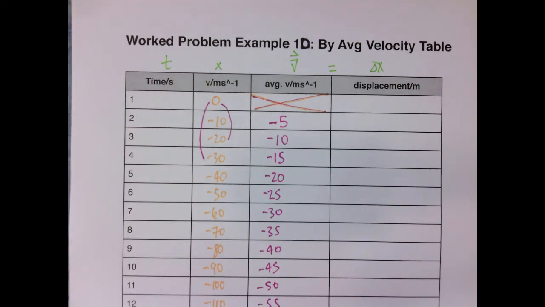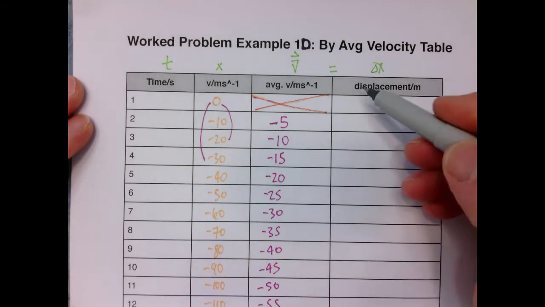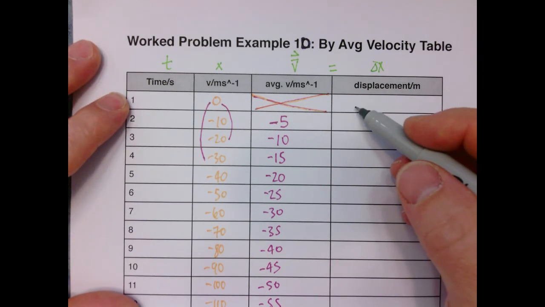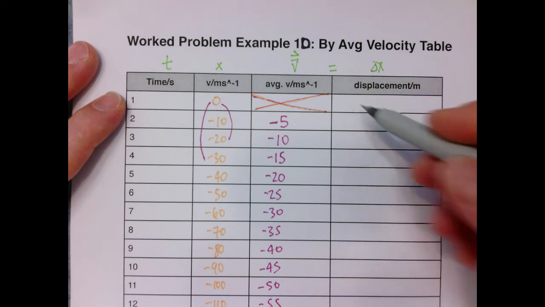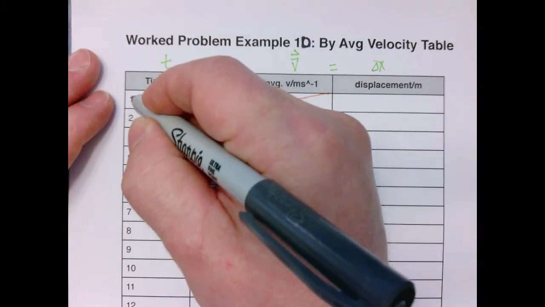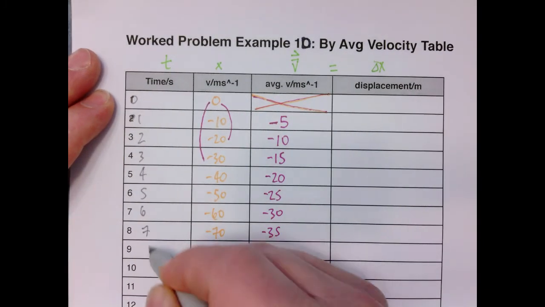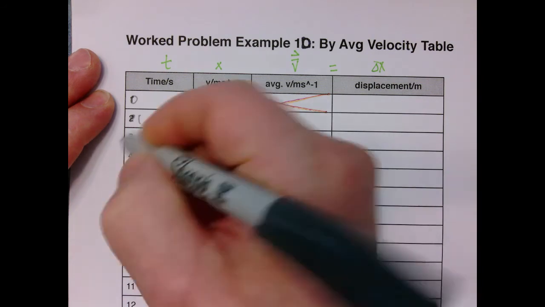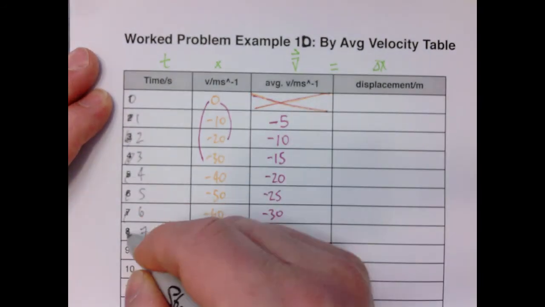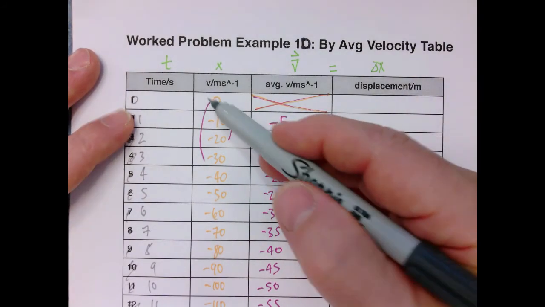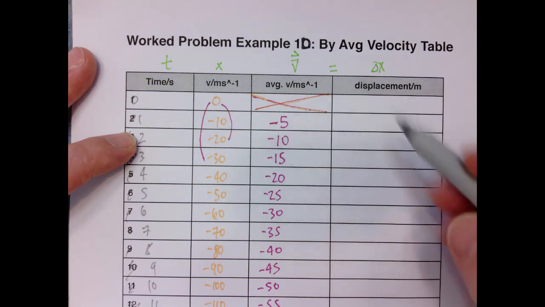So now displacement is average velocity times the time. Well, all of these times are off actually in the table. This should be 0, 1, 2, 3, 4, 5, 6, 7, 8, 9, 10, 11. So at time 0, the velocity was 0. At time 1, the velocity is minus 10. So those calculations are correct.